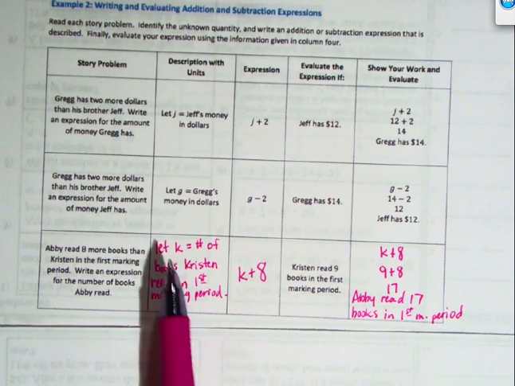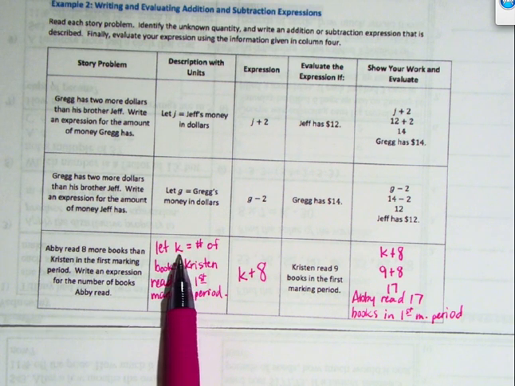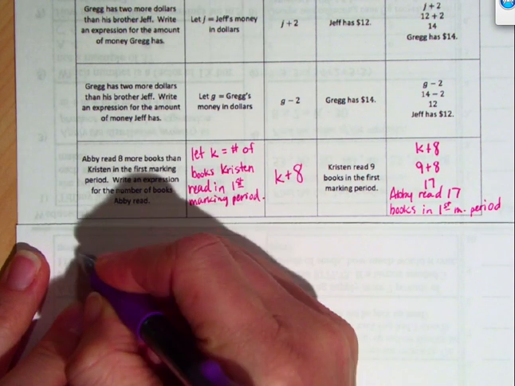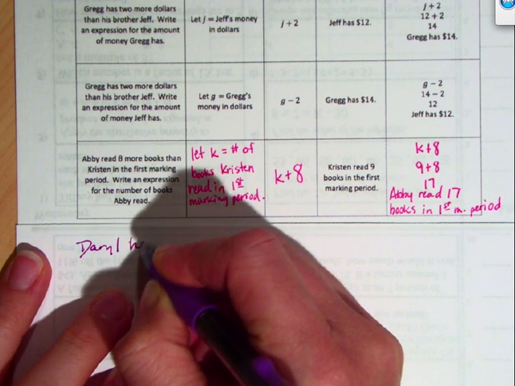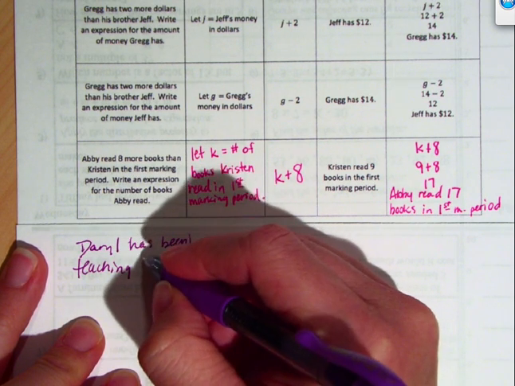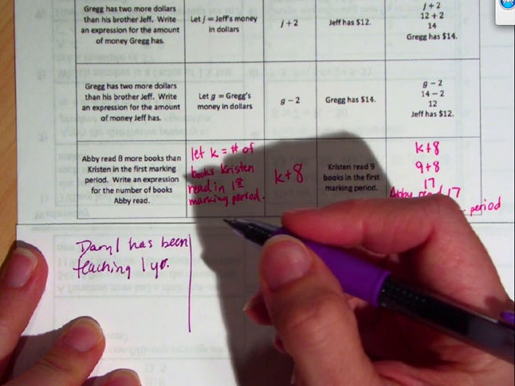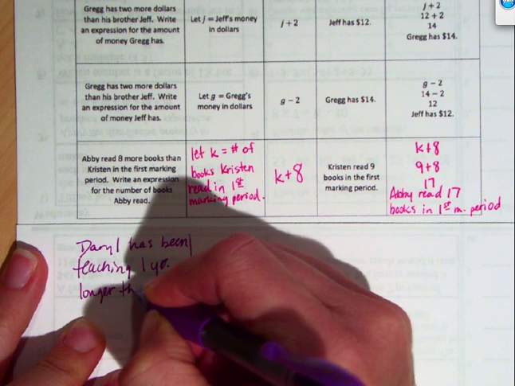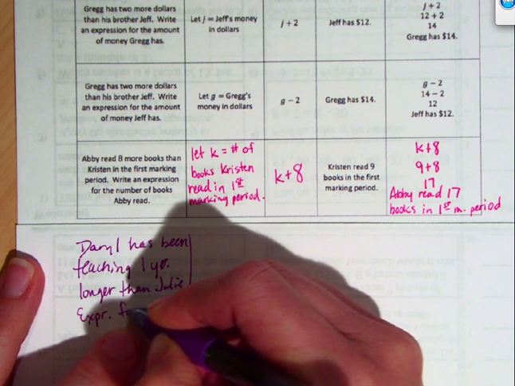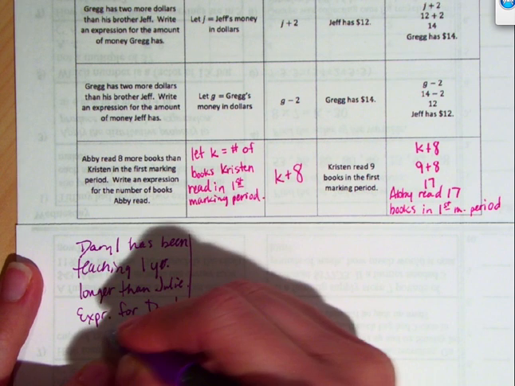Okay, that's a little bit tricky because we want to know how many Abby read, but we're not using A for the variable. We are using the variable of the other person so that we can relate to that person. Okay, I have an example I'm going to give you. Let's say Daryl, and I'm going to scribble it. You do not need to write this one. Daryl has been teaching 1 year longer than Julie. And we want an expression, I'm going to abbreviate, for Daryl teaching years.